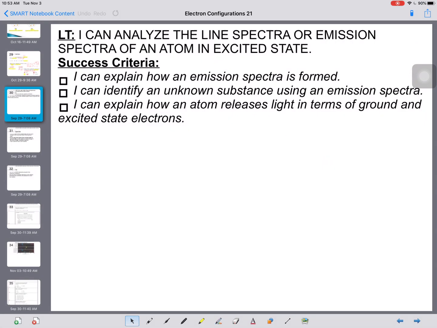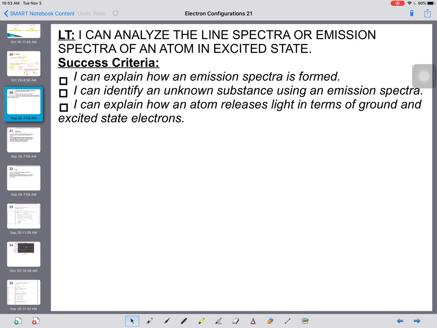Okay, so for today's lesson, we are going to be continuing talking about excited state and ground state electrons. We're going to be learning about something called a line spectra or emission spectra of an atom. Today we're going to be analyzing the line spectra or emission spectra of an atom in excited state.